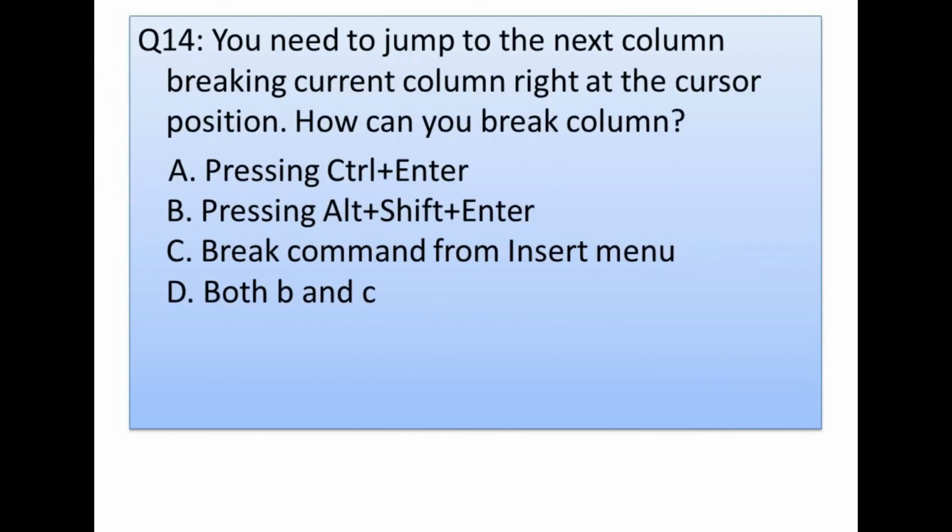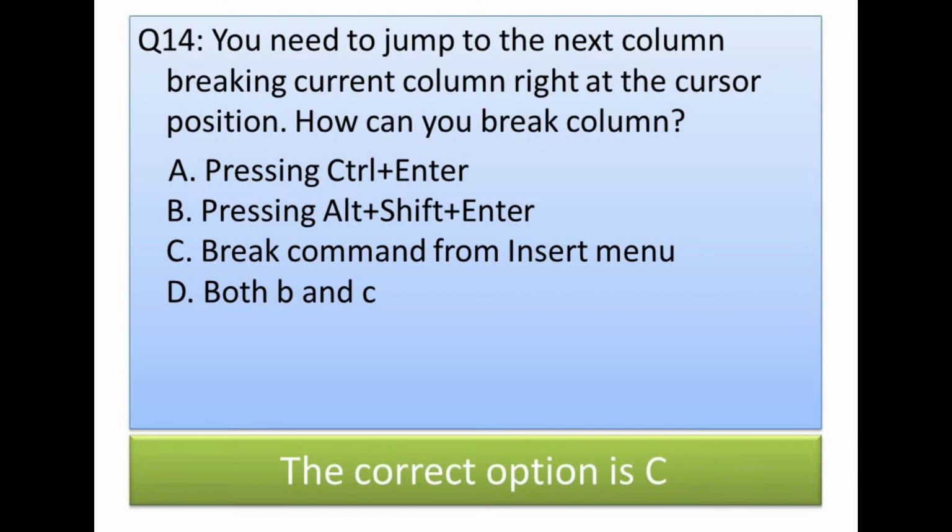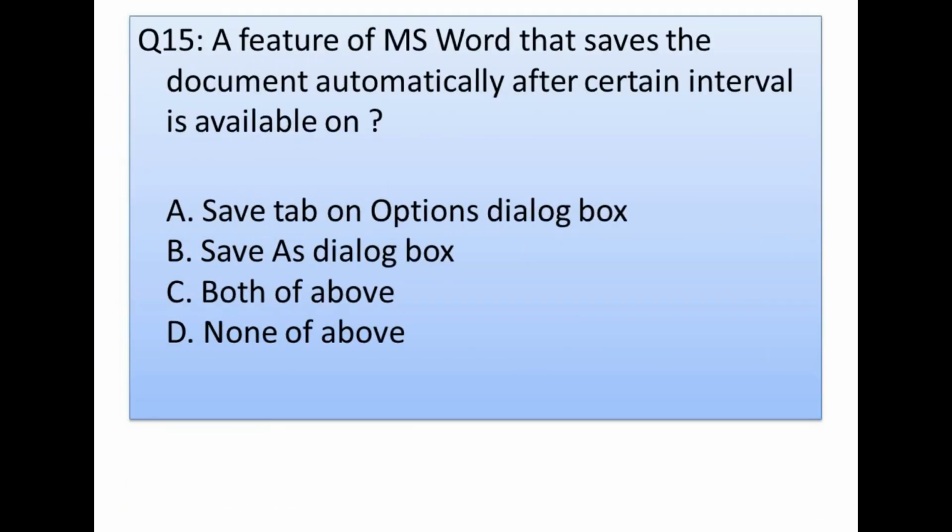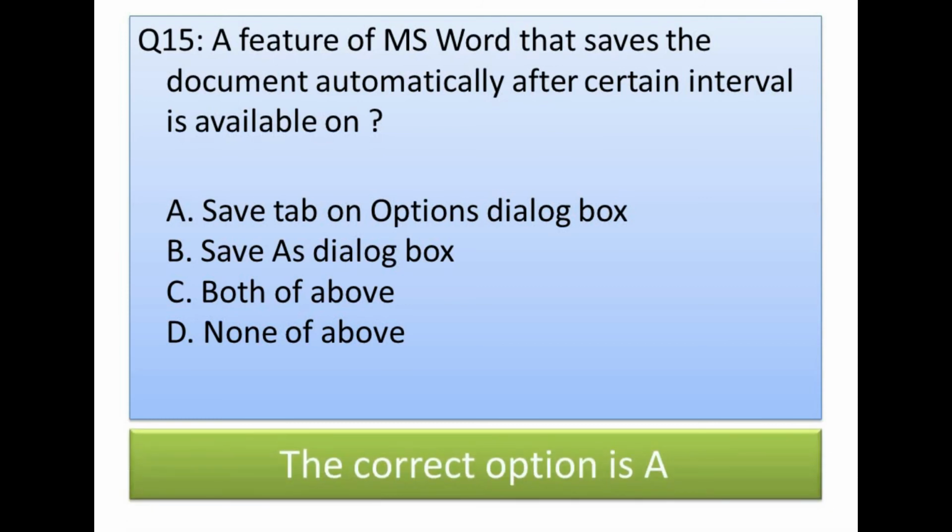You need to jump to the next column, breaking current column right at the cursor position. How can you break the column? Pressing Ctrl plus Enter, pressing Alt plus Shift plus Enter, break command from insert menu, both B and C. So the correct option is C. A feature of MS Word that saves the document automatically after a certain interval is available on Save tab on option dialog box, save as dialog box, both of the above, none of the above. So the correct option is A.